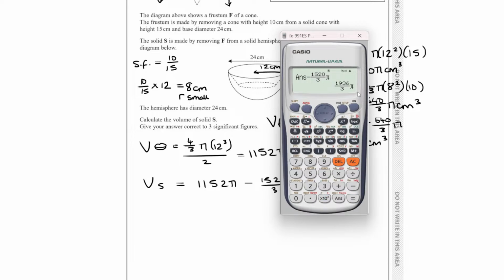And you get this now. This is actually the final answer, isn't it? So now I'm going to look at it as decimal. They said, give your answer correct to 3 significant figures. So convert it from pi into a decimal. 3 significant figures, 2002, but then the 2020, but then the 7 rounds it up, doesn't it? So I would put 2030.